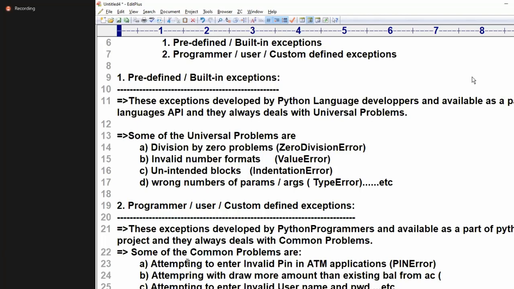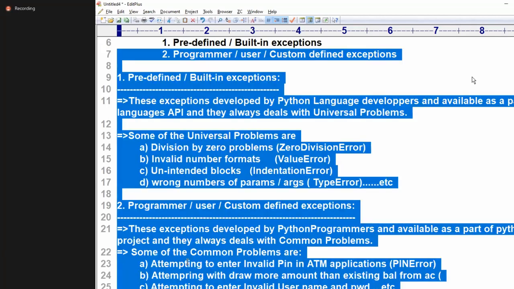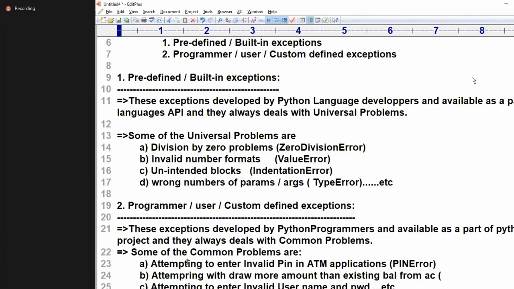By default, which message will the PVM generate? Technical error messages are displayed. Technical error messages are not understandable by whom? Users. Understandable by whom only? Programmers. Programmers only can understand.